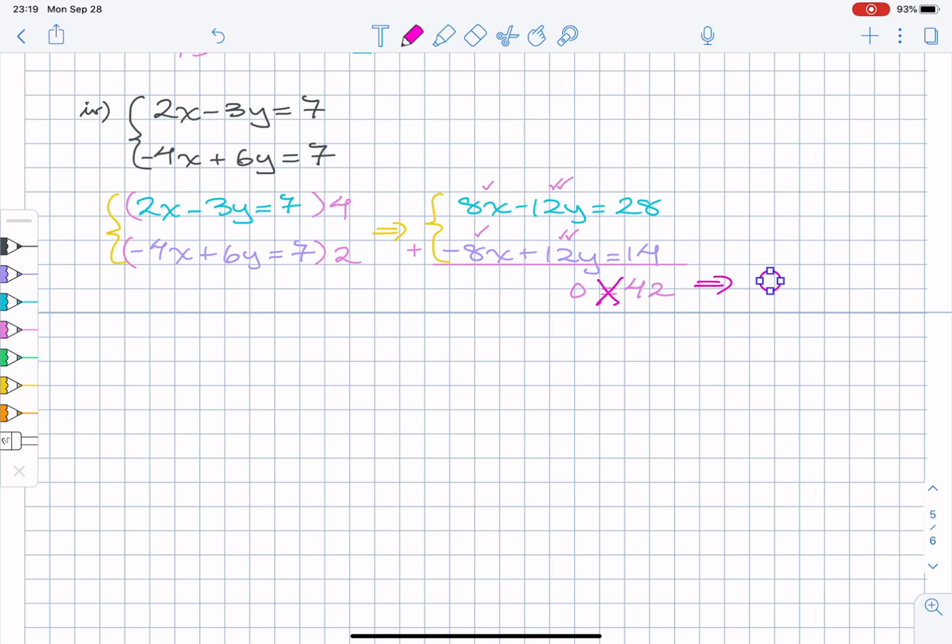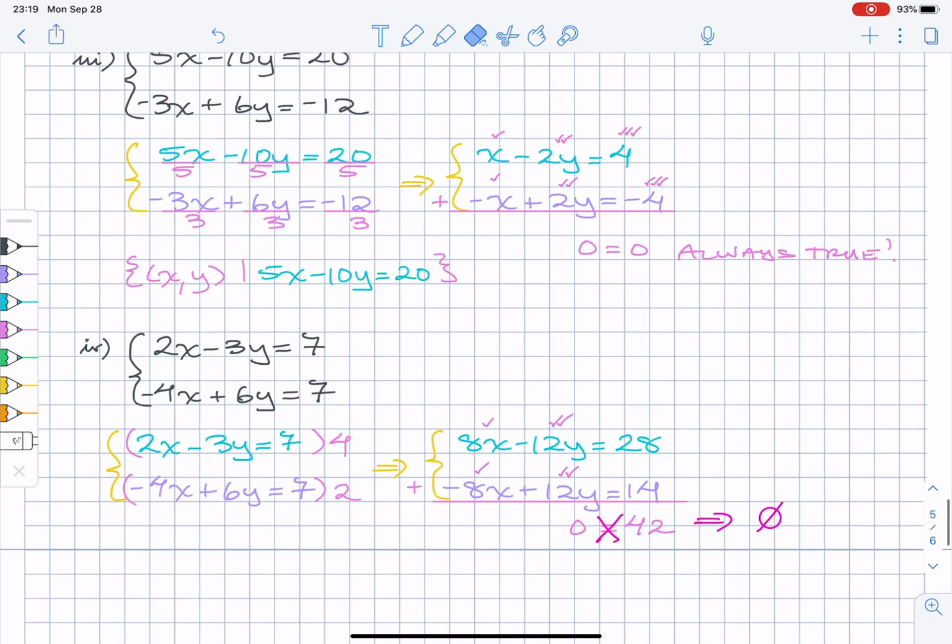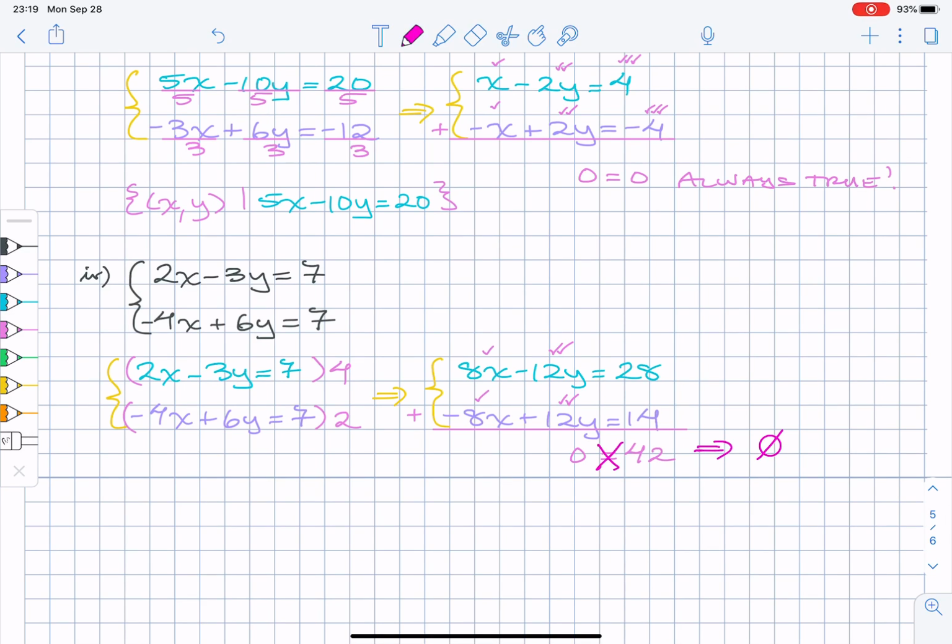This is a circle with a line through it, no solution. Okay, that is the solution. No solution. Okay, so 0 equals 0 is always true, and that's infinitely many solutions. 0 equals a non-zero number is never true. 0 cannot be equal to something that's non-zero. So that is no solution.